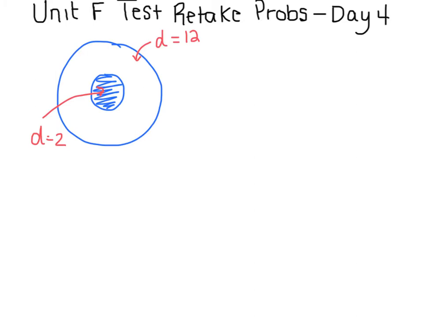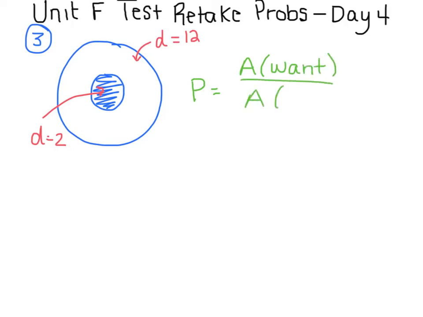Okay, question number 3 talks about an archery target with a bullseye in the middle. And it says, if I throw a dart at random and we know for sure it lands on the target, what's the probability of it landing in the target area, in the bullseye area? And so anytime you're being asked a probability question, remember the way you're going to figure that out is you're going to find the area that you want it to land in and put that over the area of the whole thing. Okay?